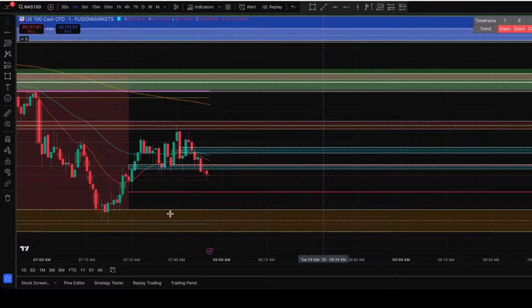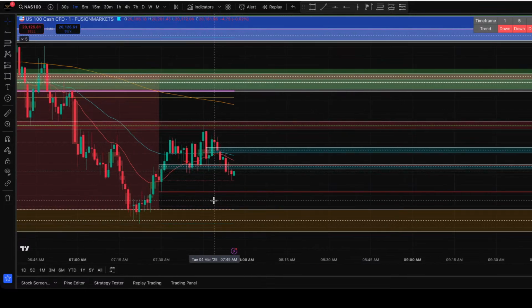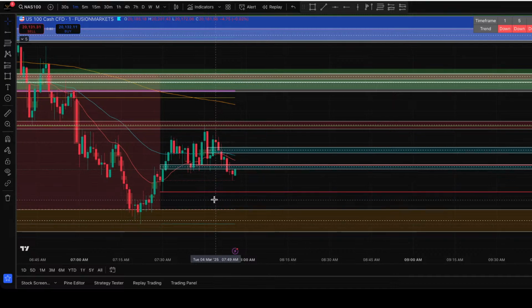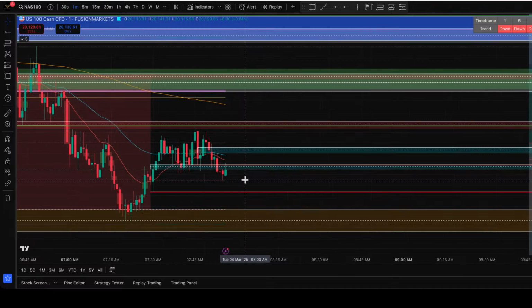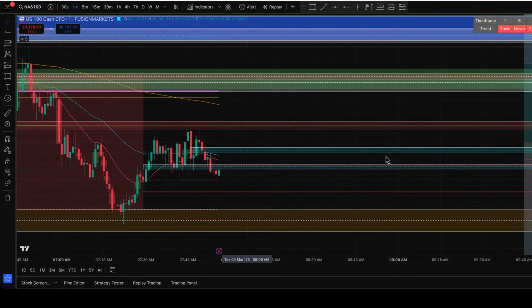So now I want to see this thing start driving down. Still no confirmation, still waiting for that confirmation.